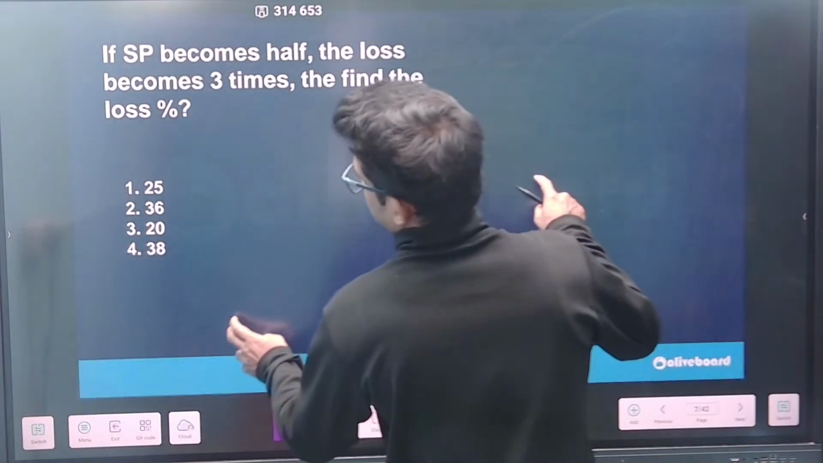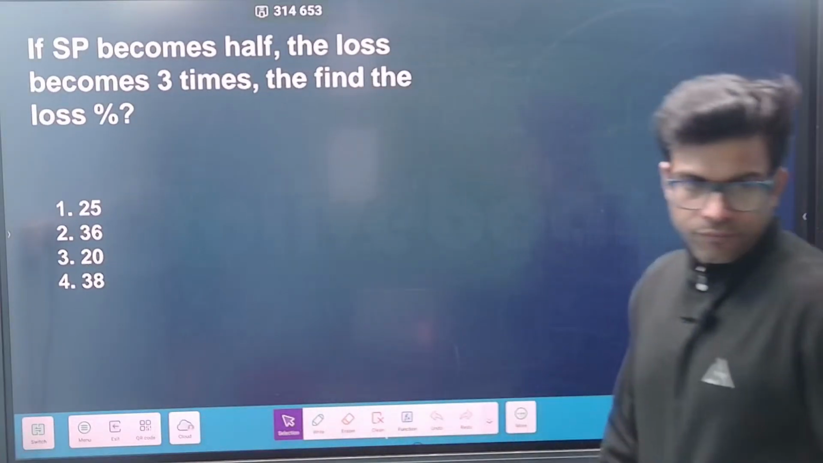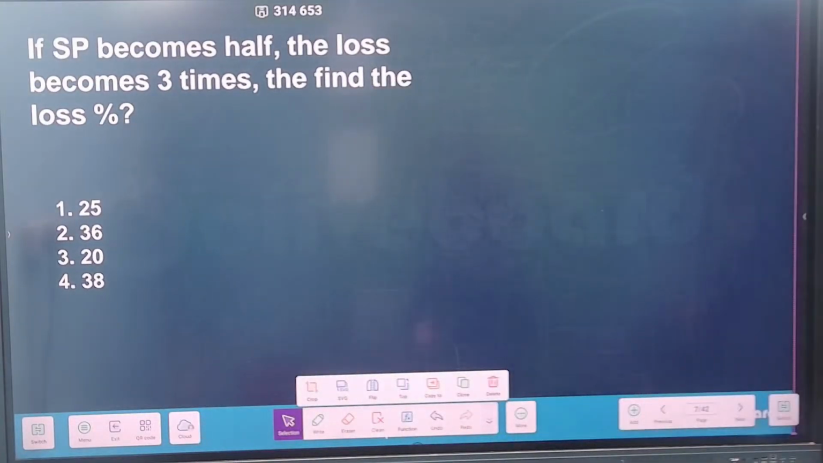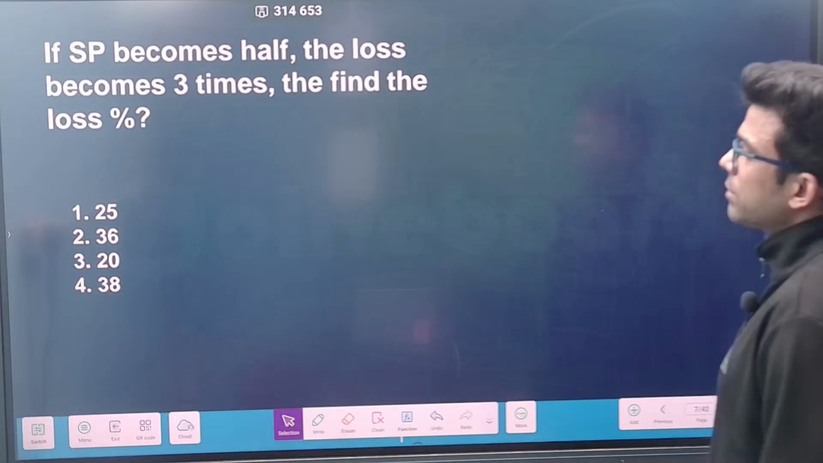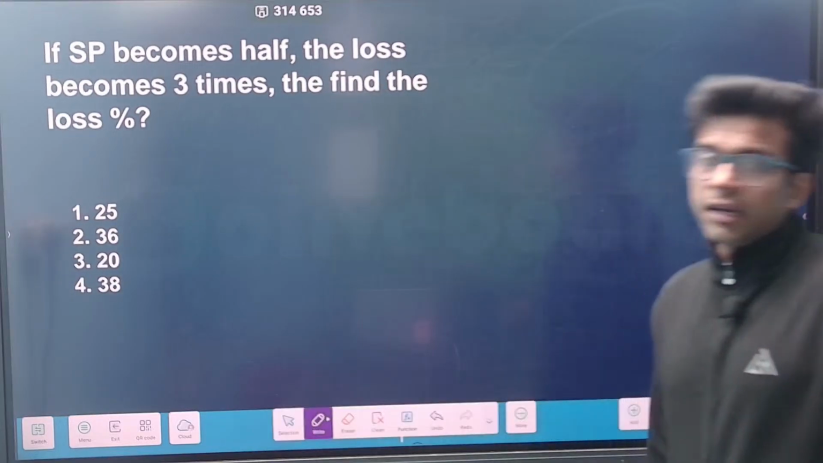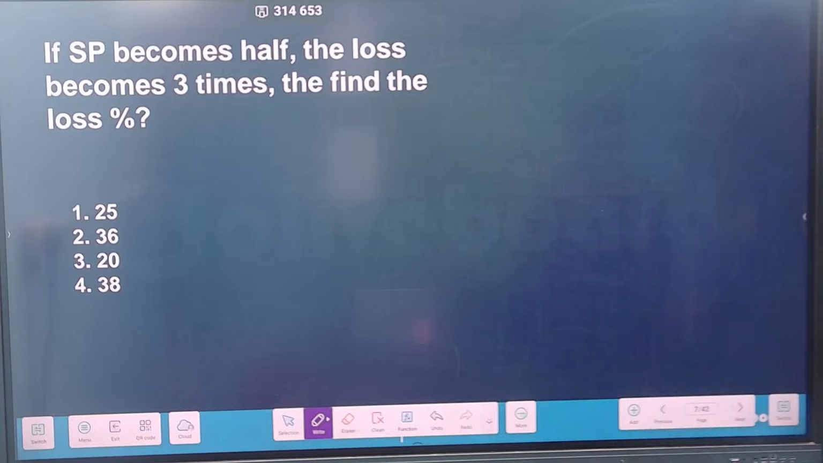Come on, guys, try. This is the next question, everyone. Try this, please, everybody. I would request all of you to try this question. Again, one of the PYQs. This is again a PYQ.